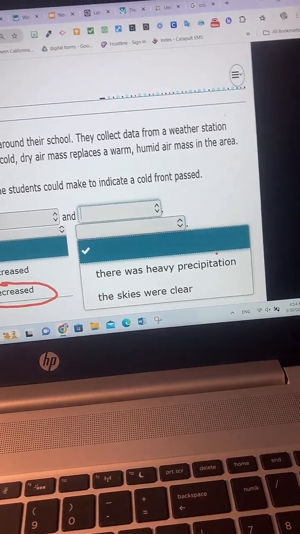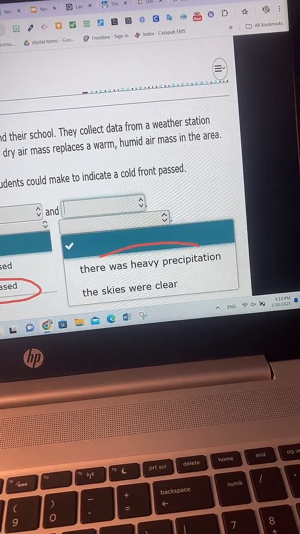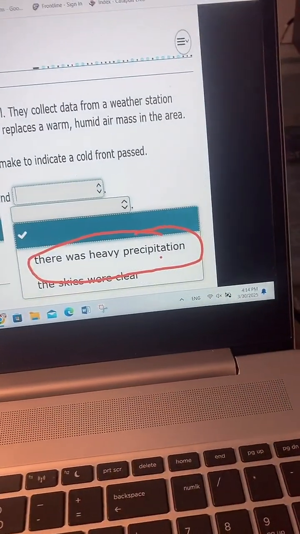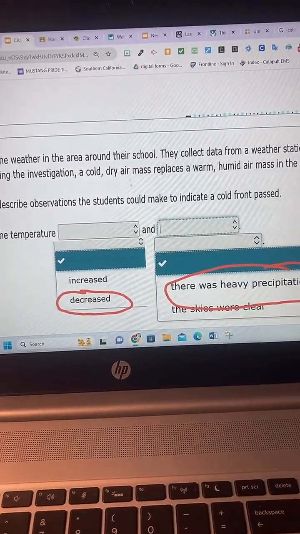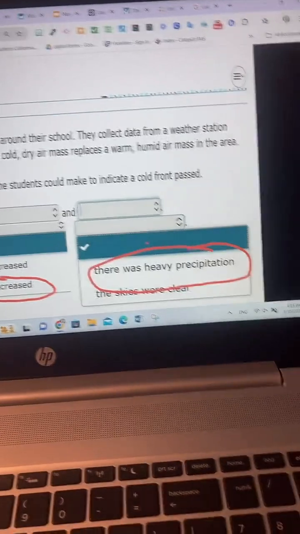As it gets colder, it can't hold as much precipitation, water, and you get precipitation. So the answers are decreased and more precipitation. Notice this is actually kind of training you to use the drop-down box. Just click it and it shows you the options.